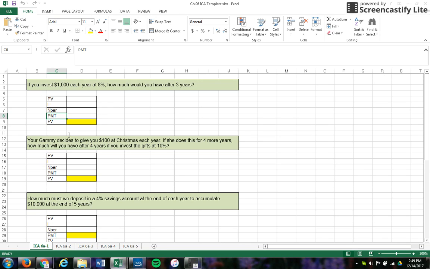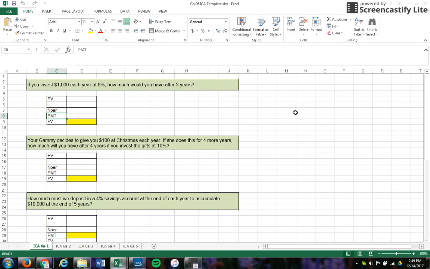So let's look at the first couple here on ICA 6A1. If you invest $1,000 each year at 8%, how much would you have after 3 years? One of the assumptions we make with a typical annuity, there are two kinds of annuities. One is an ordinary annuity, and the other is an annuity due. With an ordinary annuity, we assume all the payments are made at the end of the compounding periods. Whereas an annuity due, which we will talk about in ICA 6.4, I believe, is an annuity where you get payments at the beginning of the compounding period.